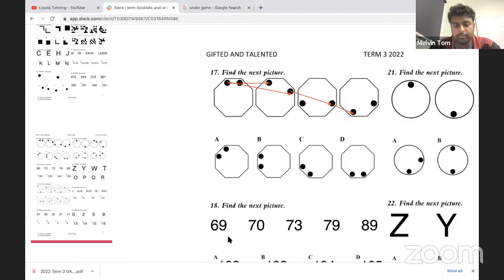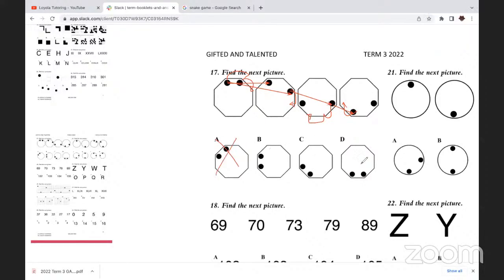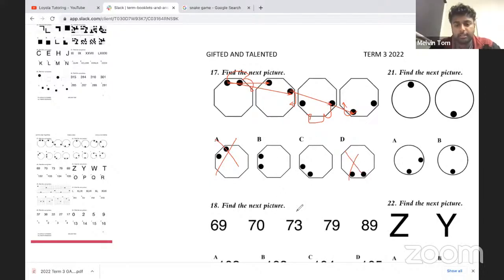So to help you visualize it, it starts off here. Then it goes 1, 2. Then it goes plus 1. Then it goes 1, 2. And the next one should be plus 1. Do you understand? Yes. It can't be A and it can't be D. All right, now let's take a look at the next.